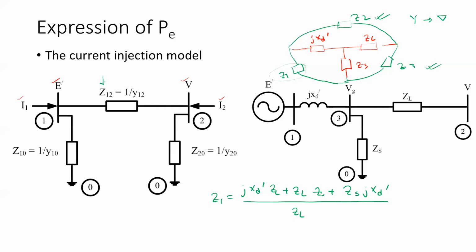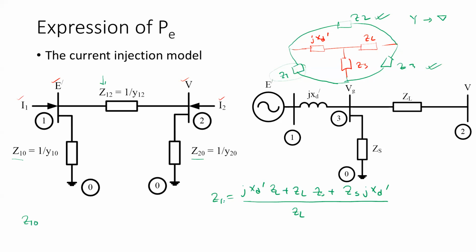So they named it Z12 because it is connected between node number 1 and node number 2. They named it Z10 because it is simply connected between node 1 and node 0. And they named it Z20 simply because it is connected between node number 2 and node number 0. So our Z1 is equivalent to which impedance over here on the left hand side? The Z1 we calculated is equivalent to which impedance on the left hand side? Z10. Very good. Z10.